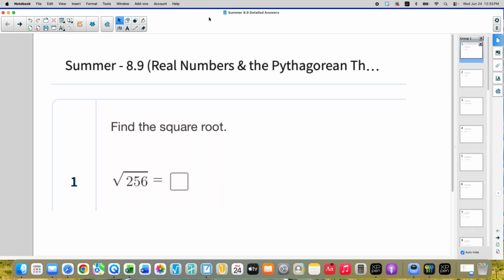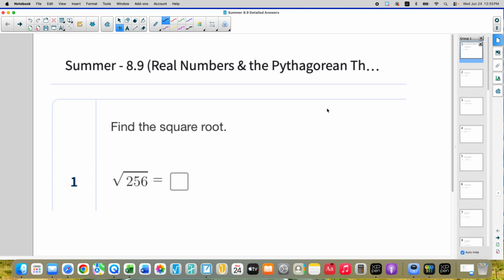All right, we got two more, 8.9 and 8.10. We're almost there. So 8.9 deals with real numbers and the Pythagorean theorem. Real numbers, very interesting for square roots. Let's talk about square roots.